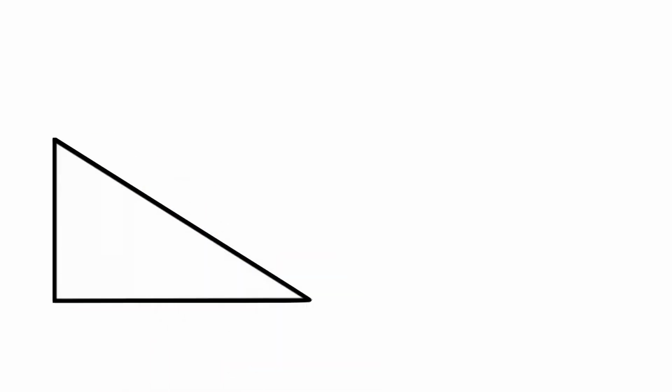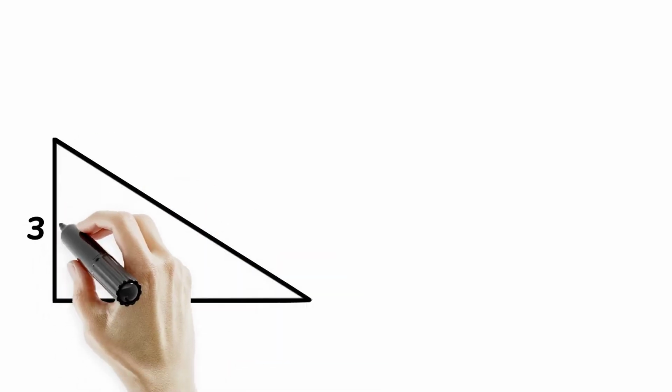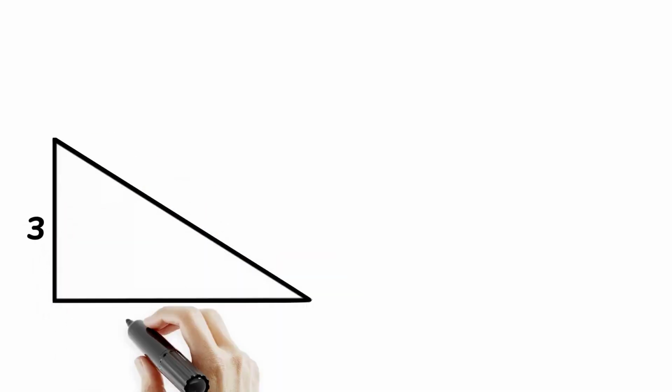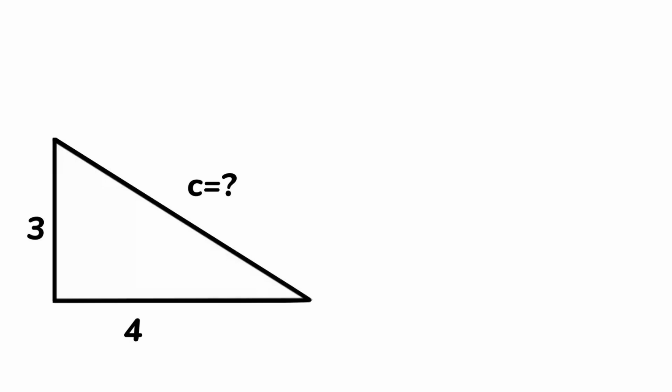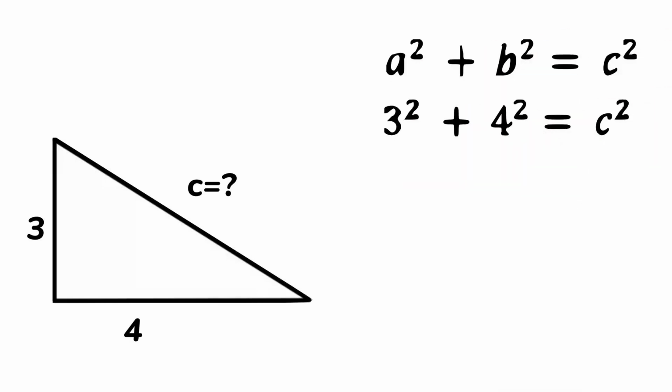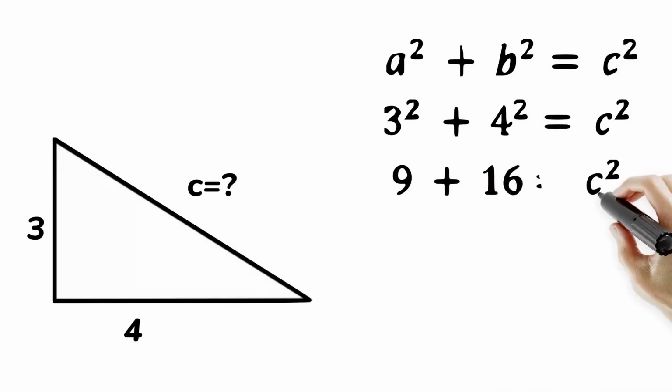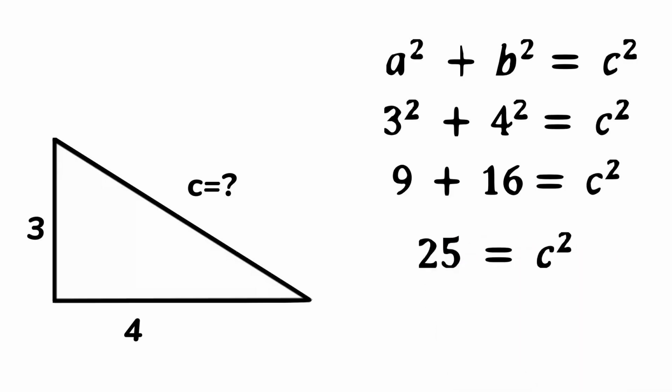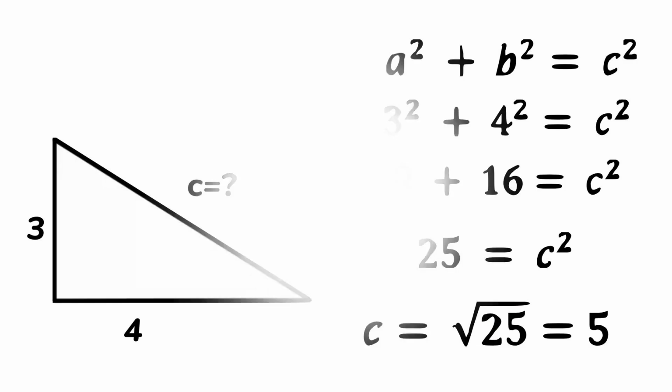Let's take an example. Suppose one leg of a triangle is 3 units long and the other is 4 units. What's the hypotenuse? First, write down the formula. Second, substitute the values of A and B. Third, simplify the squares and add them. Finally, take the square root of both sides to find C. So the hypotenuse is 5 units. That's the famous 3, 4, 5 right triangle.